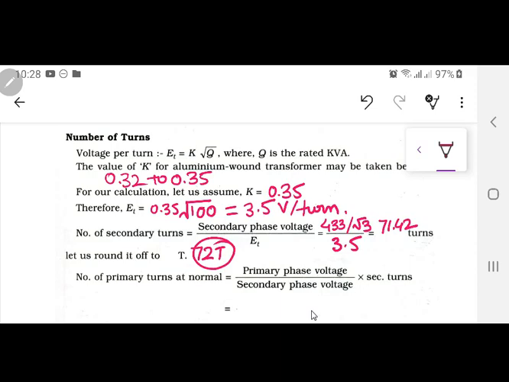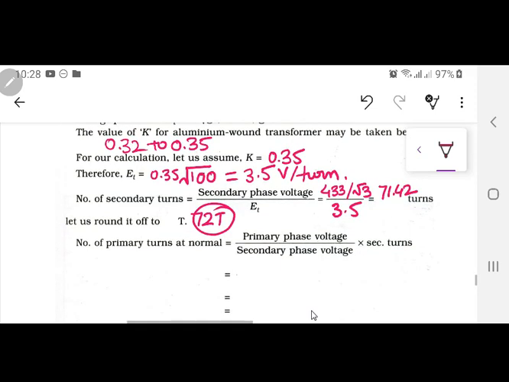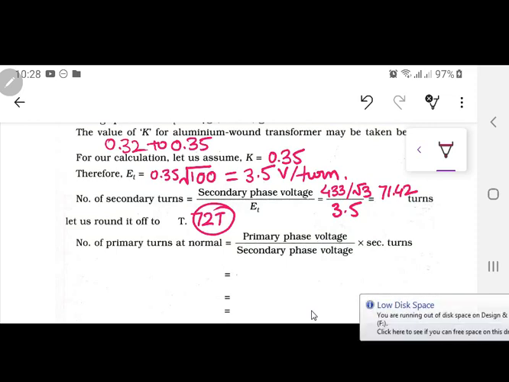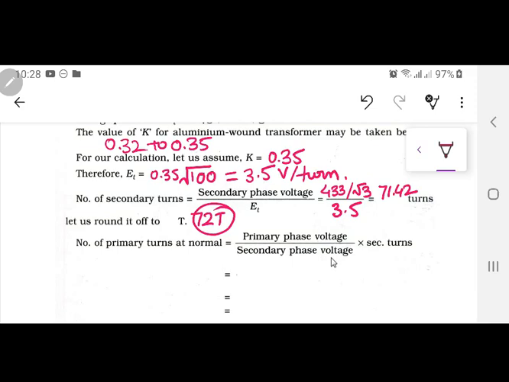Now when I have made it 72 turns, before I calculate the actual ET and all that stuff which we already did in the previous classes, I want to calculate the number of primary turns at normal. By normal I mean at 0%, no taps involved. So this is the primary phase voltage. What is the primary phase voltage? We already know, that is 11,000. What is the secondary phase voltage? We already know it, that is 433 divided by under root 3 multiplied by 72. Please give me the answer.